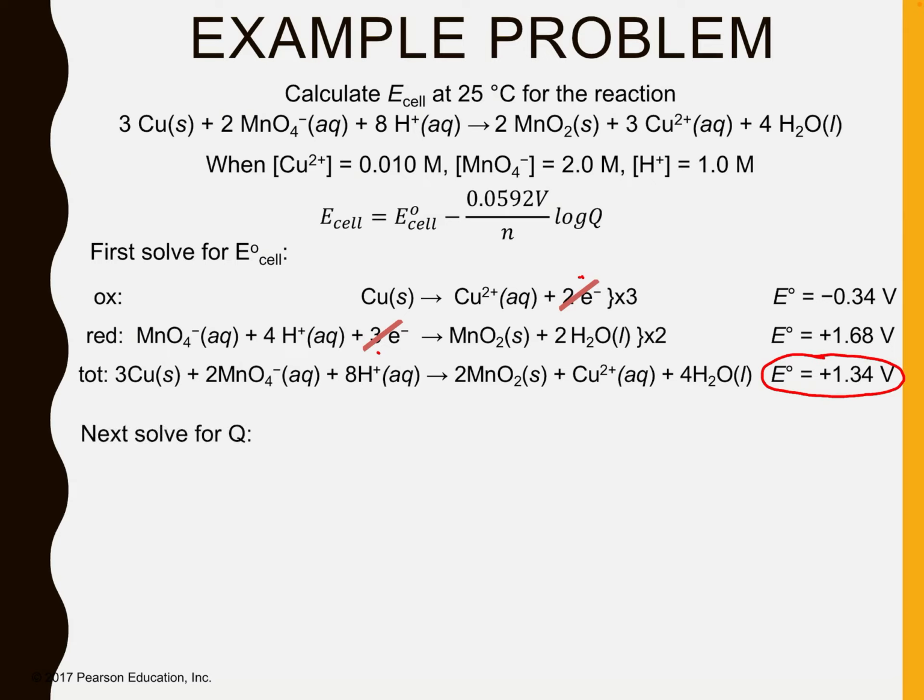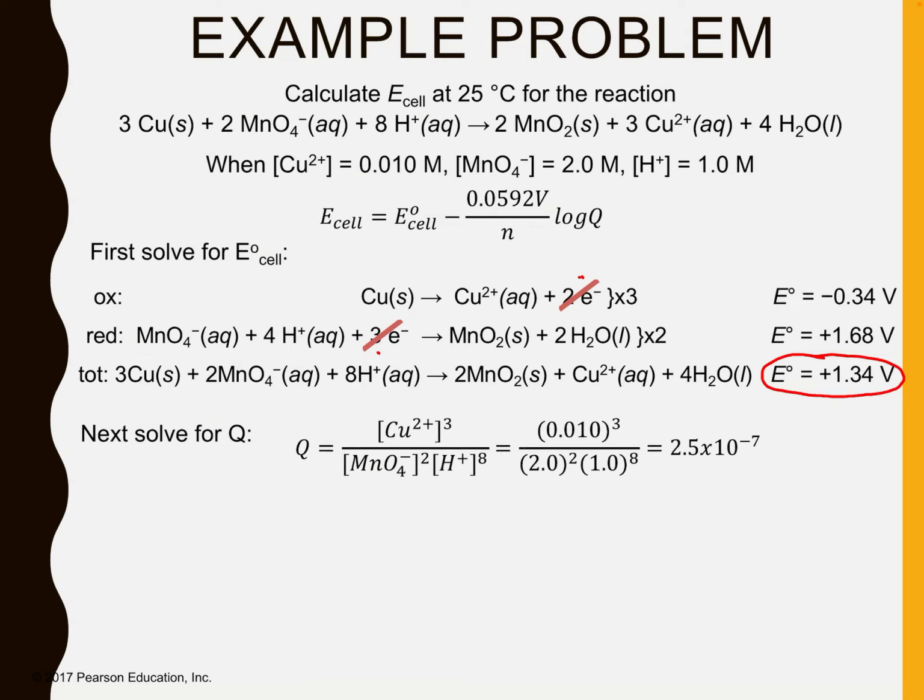Now we can plug that into our equation, right? We're going to need to solve for Q. So when we solve for Q, remember, it's always products over reactants raised to the power of their coefficients. So here we go. We don't include our solids. Remember, we don't include our pure liquids. So the only thing on the right is going to be copper, raised to the power of its coefficient, that's a 3. Over, we have our permanganate squared and our hydrogen ion to the 8th. Okay, and then you can plug all those numbers in with their molarities and calculate the Q value.